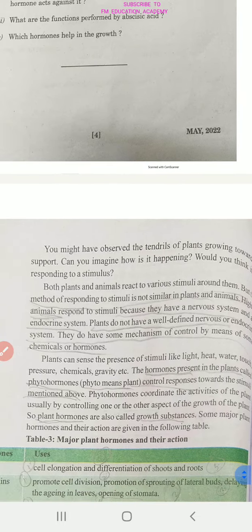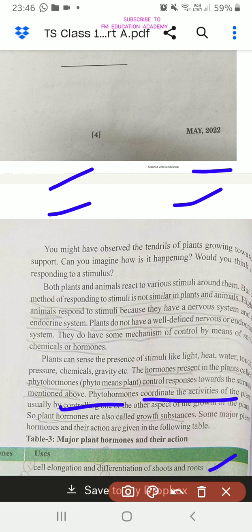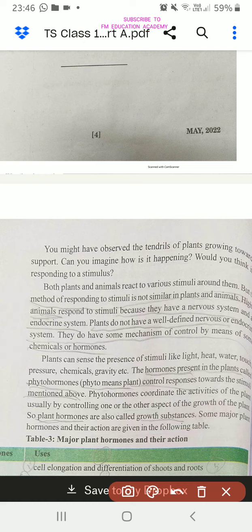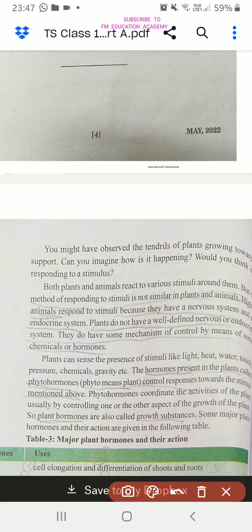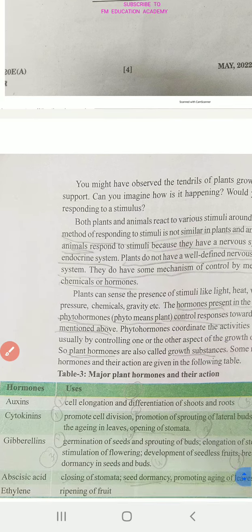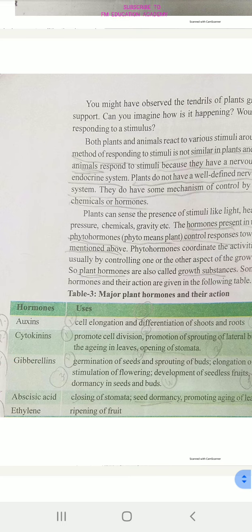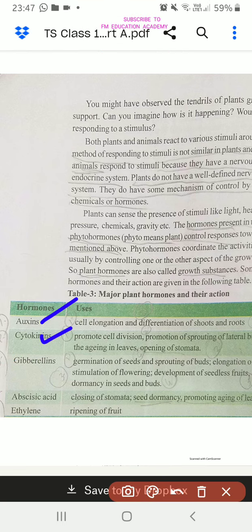See, the hormones present in the plants are called phytohormones. Phyto means plants, that control responses towards the stimulus mentioned above. Phytohormones coordinate activities of the plant, usually by controlling one or the other aspect of the growth of plant. Okay, these 2 points if you would have written for first bit, that is enough. Then 2 examples also it is telling you to write for phytohormones. Either you could have written auxins and cytokinins, or you could have written gibberellins or ethylene. From these 4 you could have written any 2 examples.